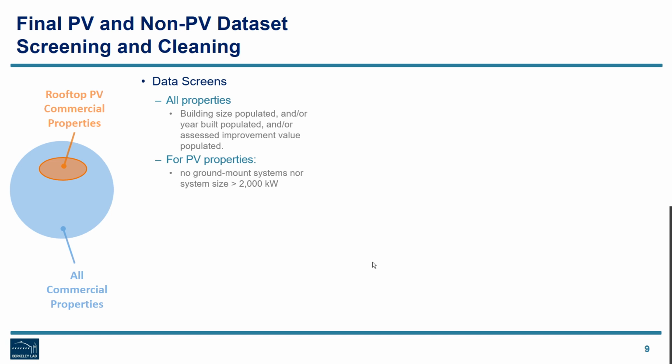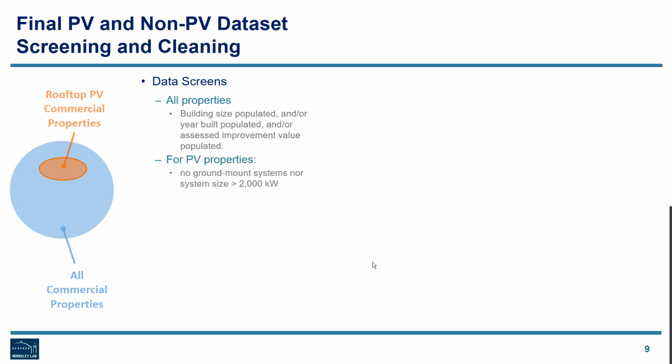For the PV properties specifically, we excluded ground mount systems because they weren't the focus of this work, and they could have been on properties that were not the focus of this research. As well, for the same reasons, we excluded systems that were quite large. These were systems that tended to not be installed on buildings, and so we made sure that they were out of the analysis too.